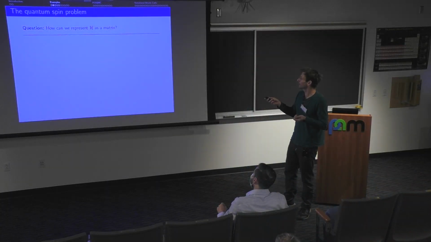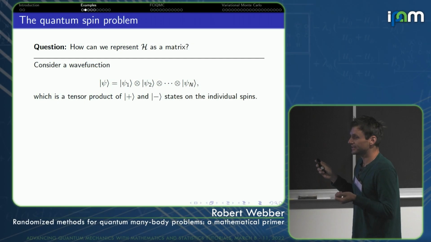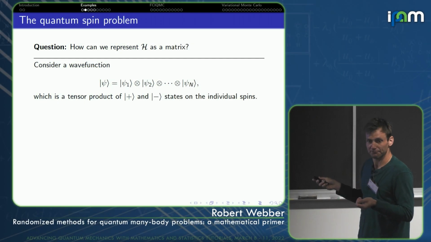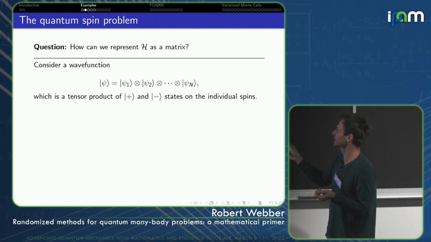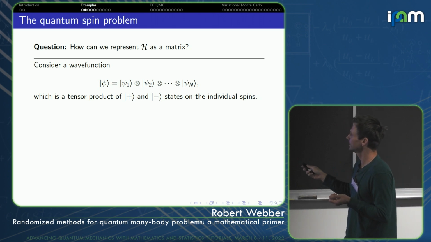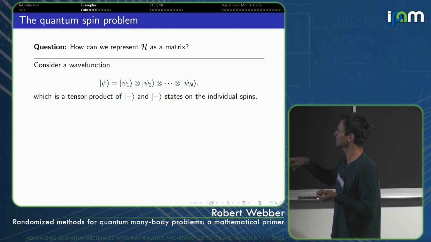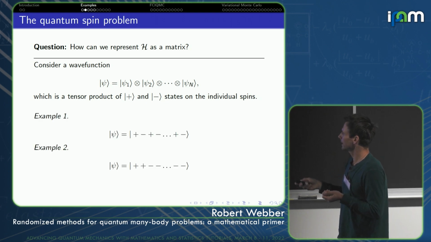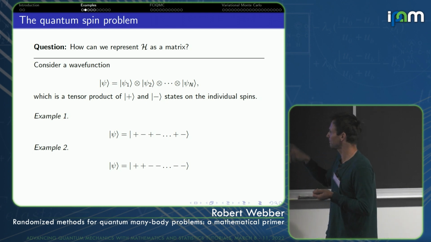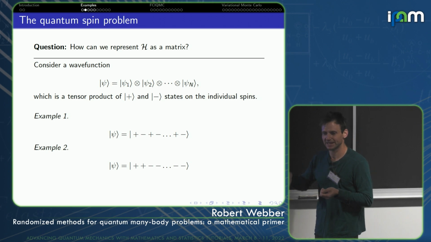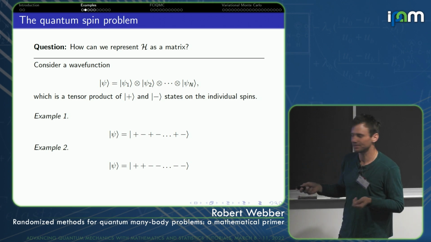So how do we do it? How do we represent H as a matrix? We're going to start by considering a tensor product wave function. So it's a tensor product of wave functions on the first, second, third, all the way to the nth spin. These can either be spin up or spin down. Two simple examples: you might have up, down, up, down, up, down, up, down, or you might have up, up, down, down, up, down, down, up, down, down. And so there's a lot of possibilities.